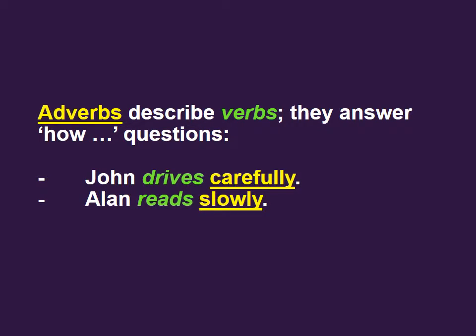Another example, Alan reads slowly. Slowly tells us something about reads. Reads is a verb, and therefore slowly is an adverb. One more example here. The team played badly. Badly is the answer to a how question. How did the team play? Badly. And that is why you have to use the adverb here.